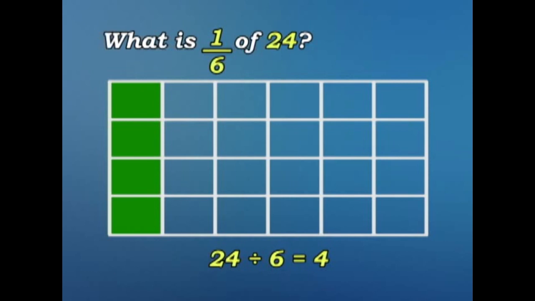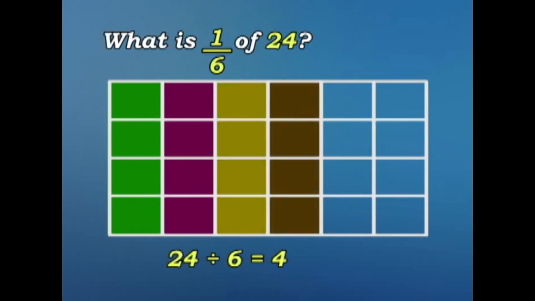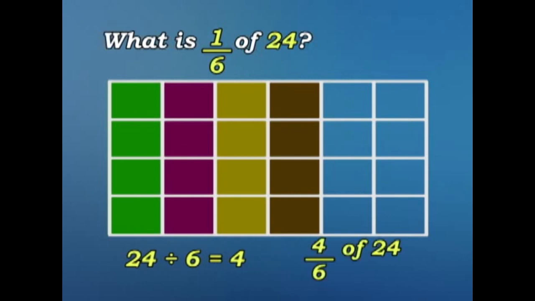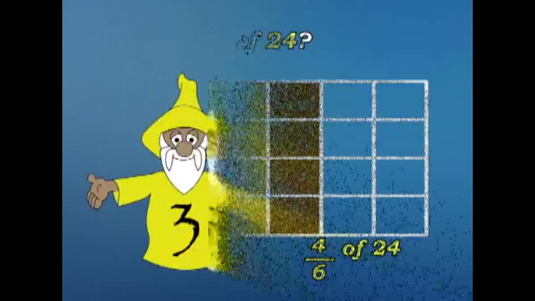Last of all, colour 4/6. Each 6 is 4 boxes. So colour another 4, and another 4, and another 4. And now you've coloured 4/6 of 24. That's all for today.